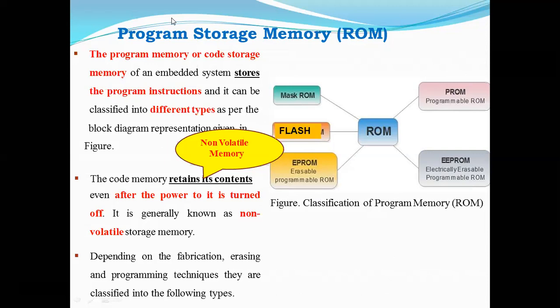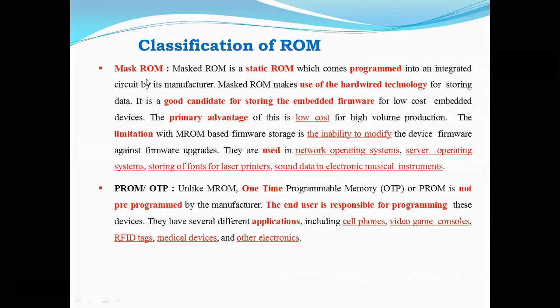So first we will see the mask ROM. What is this mask ROM? It is also a kind of ROM, right? Here the cost is very low in this ROM. And you can see on the screen, it is used in most embedded systems, like network operating systems, storing of fonts for laser printers, and sound data in electronic musical instruments. So these are the applications of the masked ROM, right?